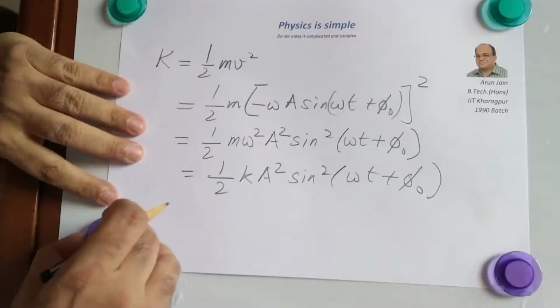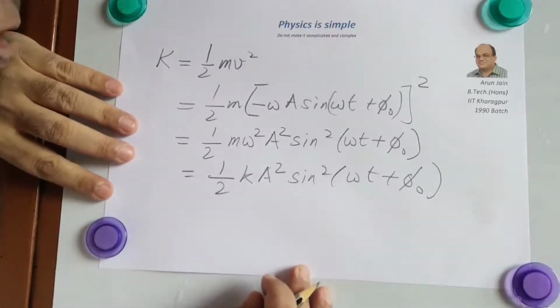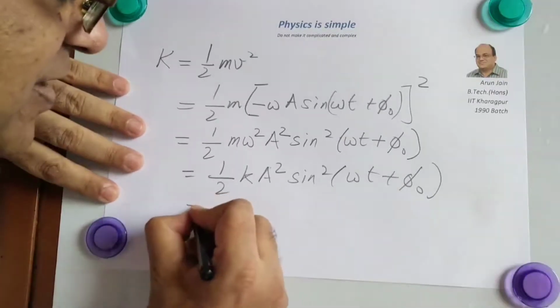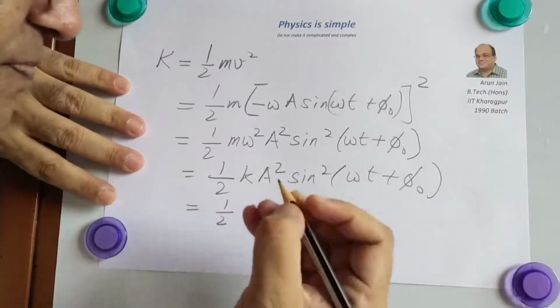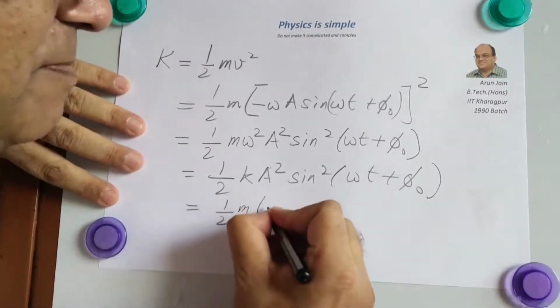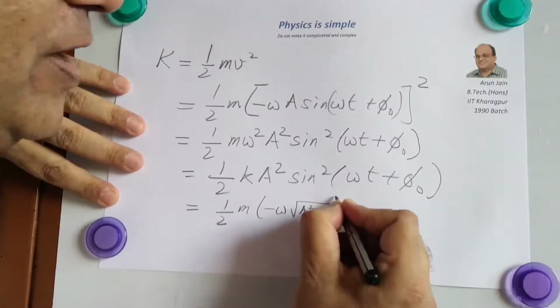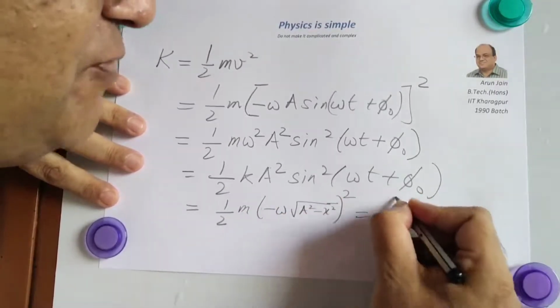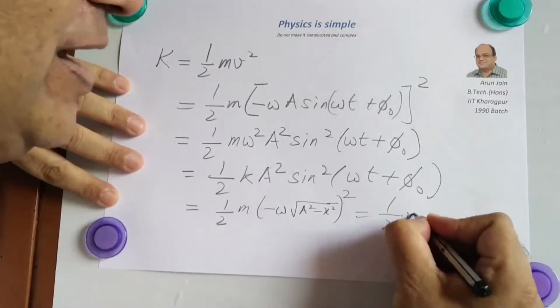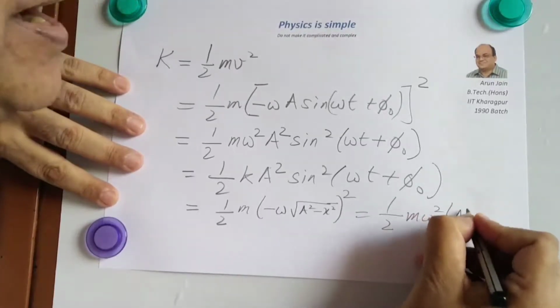V is also equal to minus omega root over a square minus x square. Therefore, this can also be written as half m, minus omega root over a square minus x square, whole square, that is half m omega square times a square minus x square.